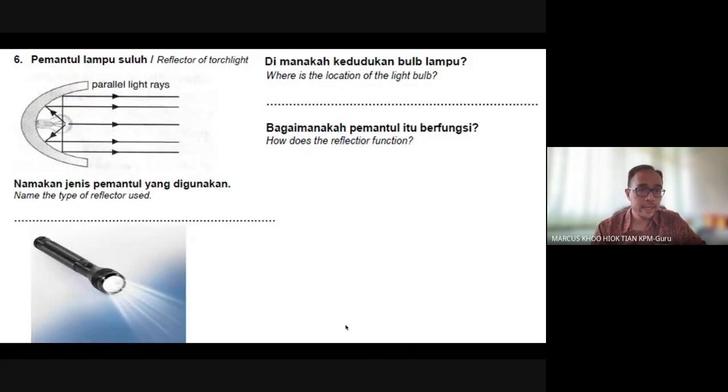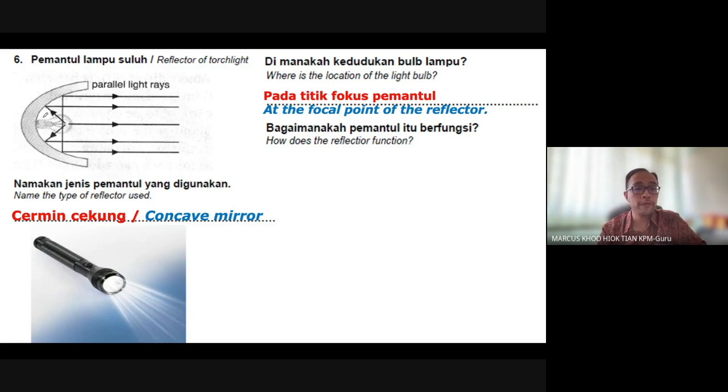All right, next. This is a reflector of the torchlight. Again, this is a converging one, so we will use a concave mirror. Same like just now, the location of the light bulb is the same as the satellite receiver just now. It is at the focal point of the reflector, because the reflector in the torchlight is the reverse of the satellite dish.